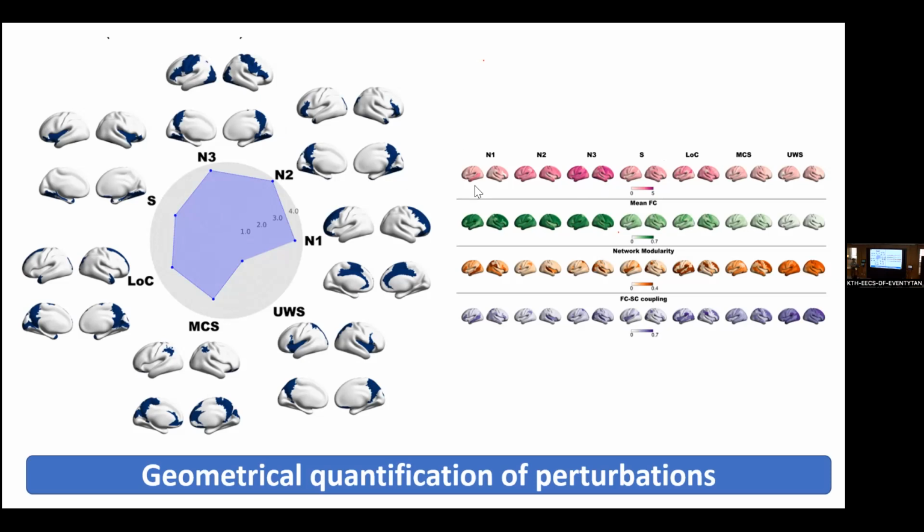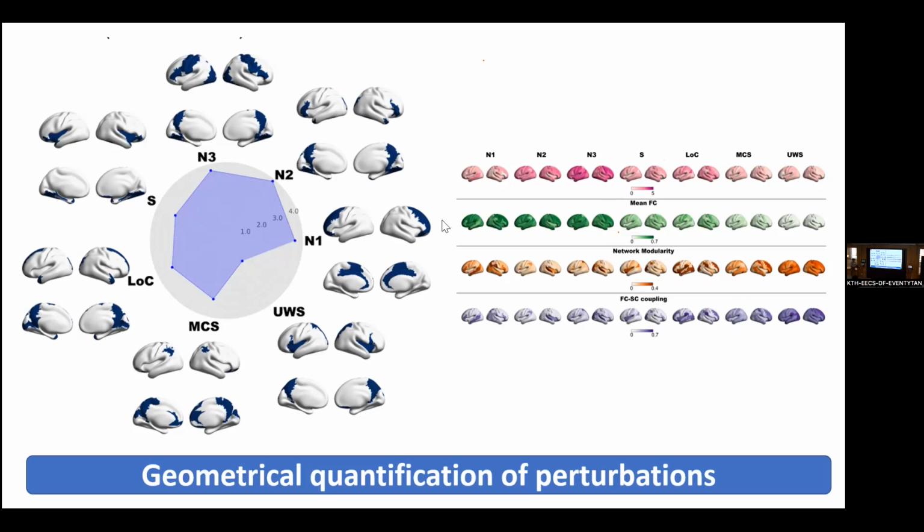Then we can perform similar analyses. In this case, this is the distance to the origin. This is the mean functional connectivity. This is the network modularity. This is the FC-SC coupling, the metric that we compute afterwards to characterize our latent space. But this is in terms of the perturbations. When you perturb each node, you get a certain value of this metric.